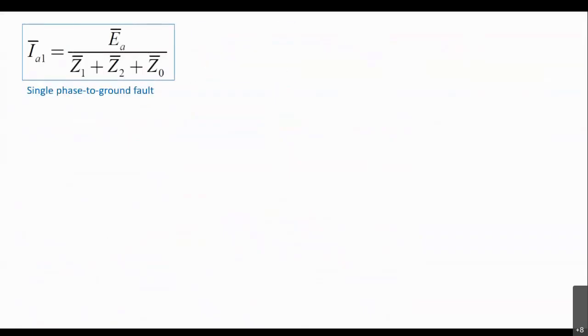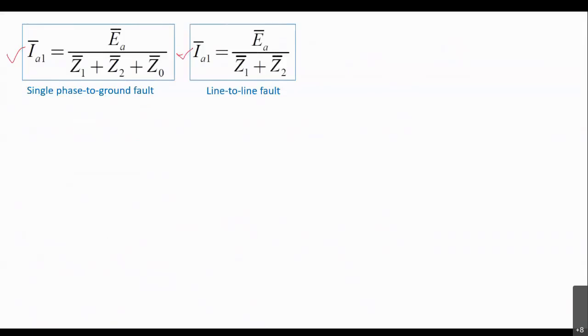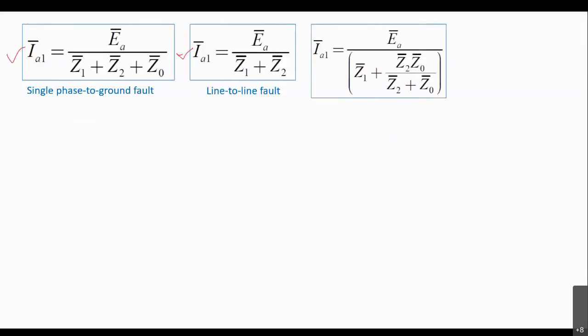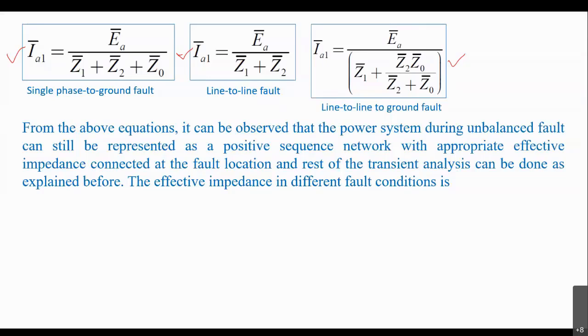Now if we see all the fault current equations using the sequence components, IA1 we found for single phase to ground fault as EA by Z1 plus Z2 plus Z0, and similarly for the line to line fault case, IA1 we found EA by Z1 plus Z2, and for the double line to ground fault we found EA by Z1 plus Z2 Z0 by Z2 plus Z0. So we can say that these three impedances are the effective impedances seen at the fault point.